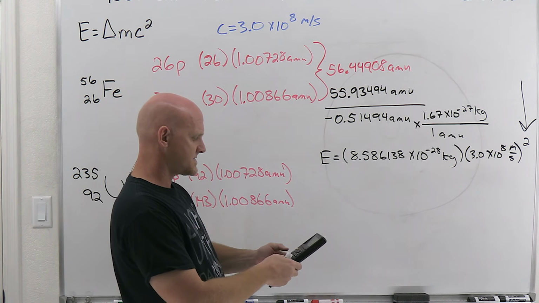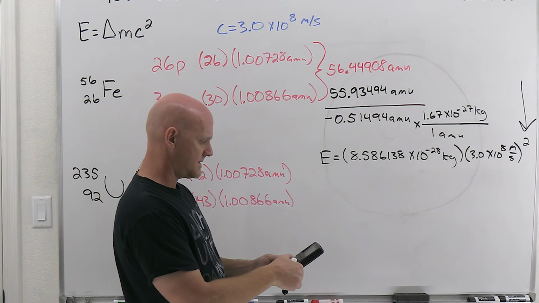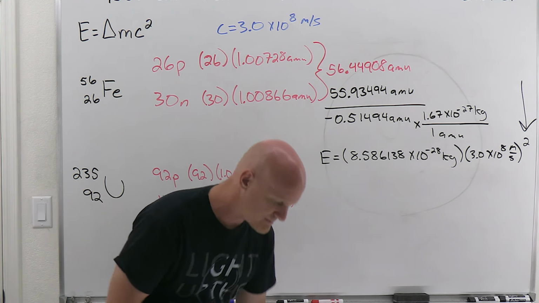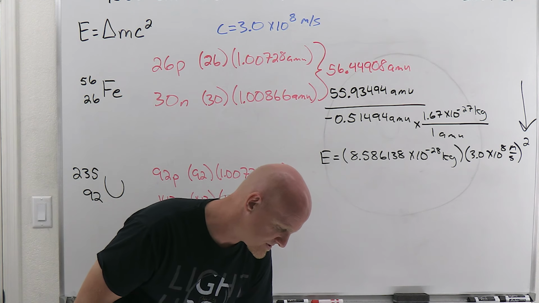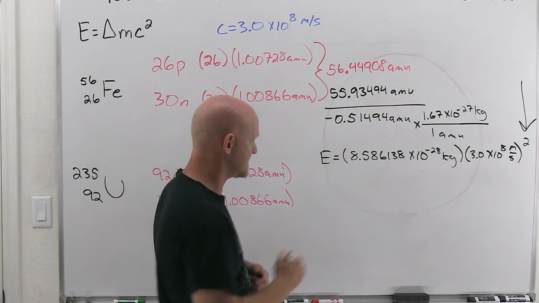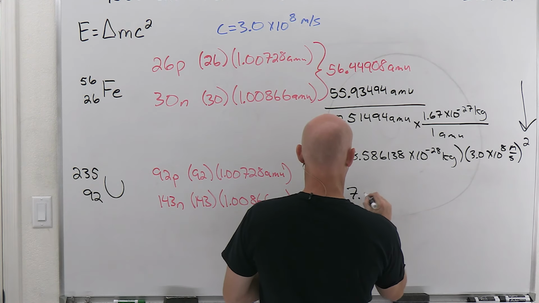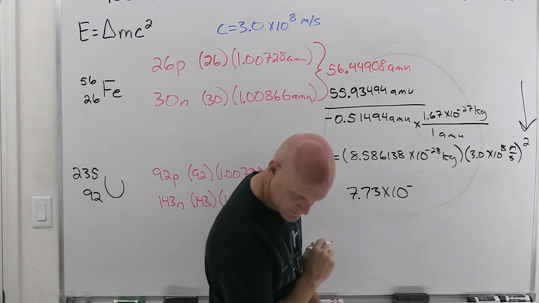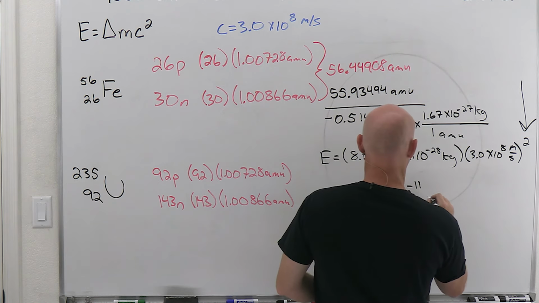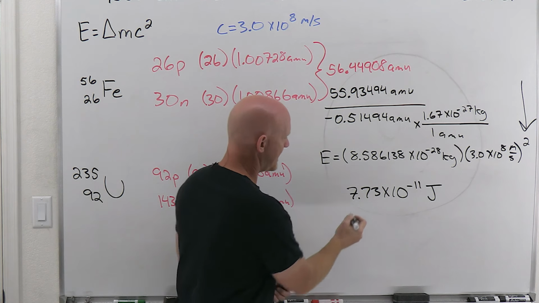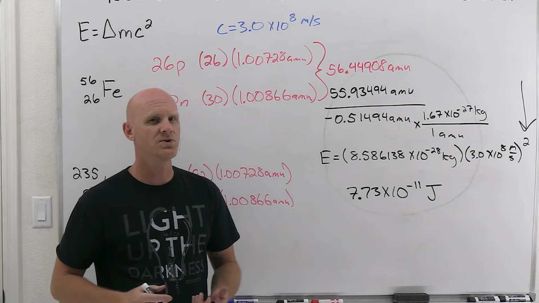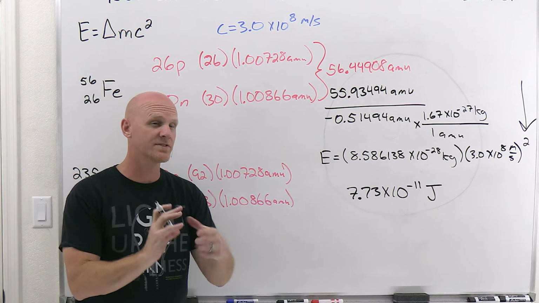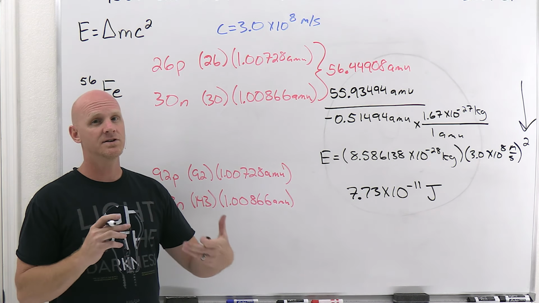All right, so we'll take this last answer times 3 e to the 8th squared, and we're going to get 7.73, let's just say, times 10 to the negative 11 joules. But again, that's for the entire iron 56 nucleus. That's to hold all 56 protons and neutrons together, all 56 nucleons together. What would that be in joules per nucleon?